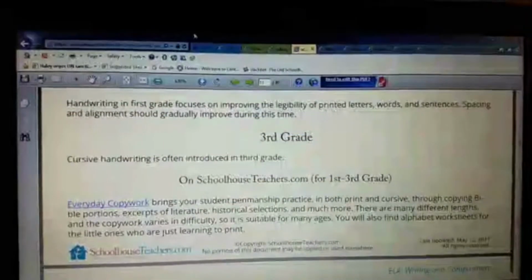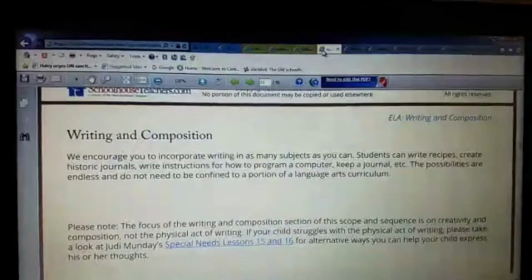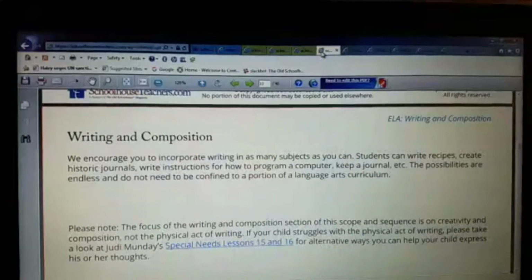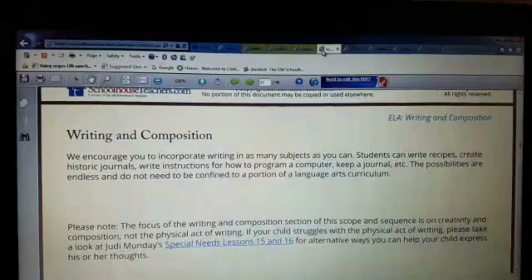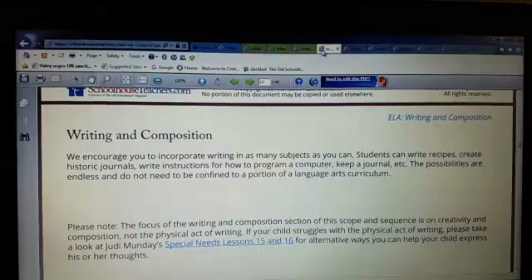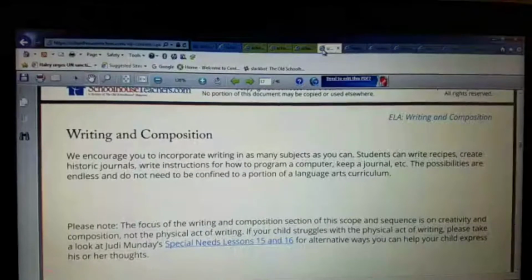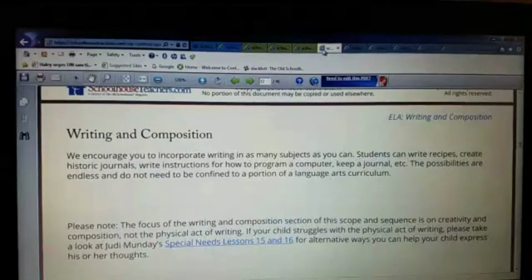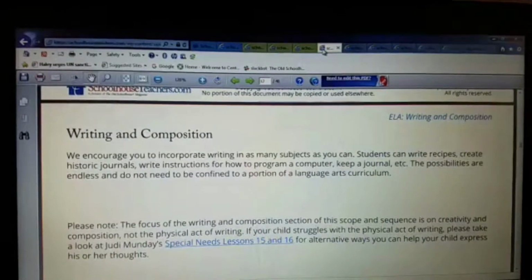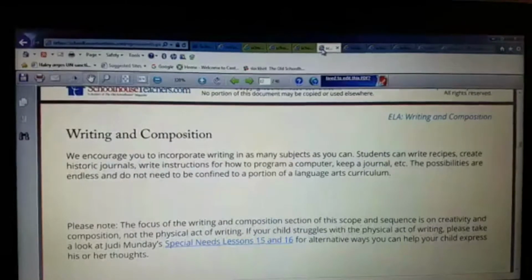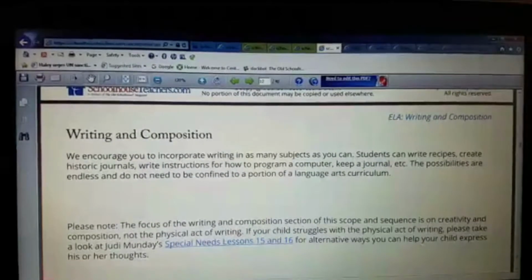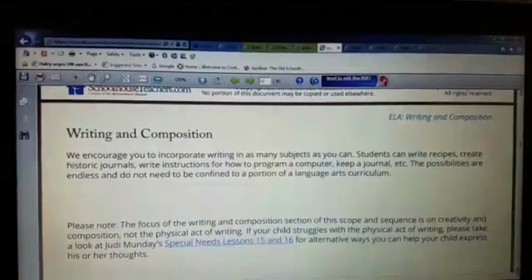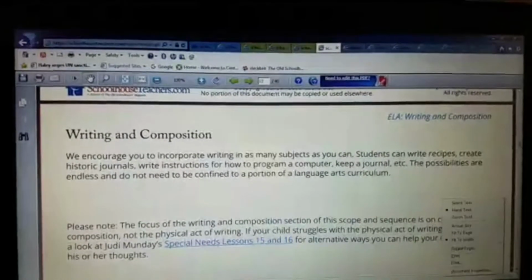Okay, the next thing we're going to look at is writing. Now, writing at this age, you don't really use a particular curriculum because you want to integrate it into the different subjects. For instance, history. You could ask the child a question and have them write the answer in a sentence, or you can start the sentence and have them finish the sentence. You can have them keep a journal. All these things are listed here for you. You could play story games.